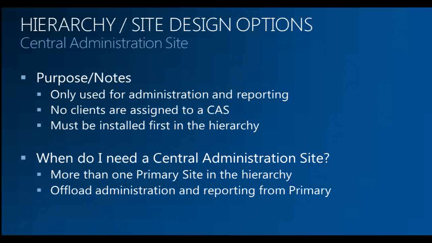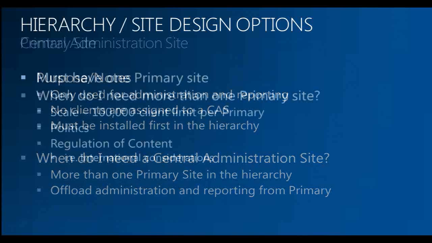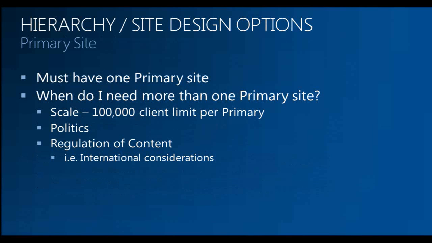So now let's take a look at what are the requirements for a primary site. What would make us have a second primary site? You got to have one. Clients have to be assigned to primary. Clients cannot be assigned to a CAS. They can only be assigned to a primary. So I got to have one. So when do I need more than one? For the 5 of you that had more than 100,000 clients, all right? That's a technical requirement. If you're that scale, you need a second primary.